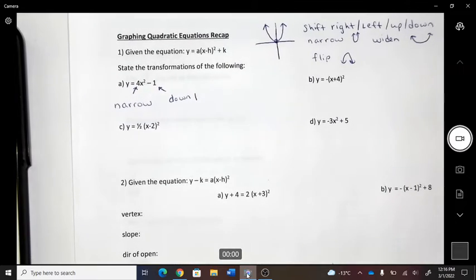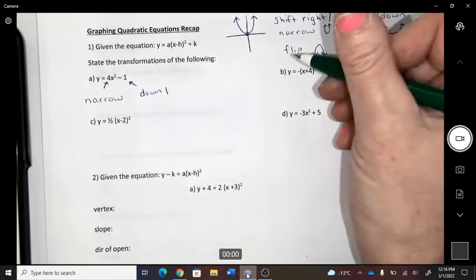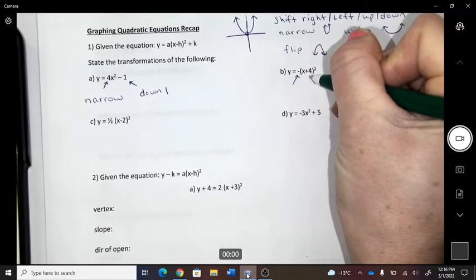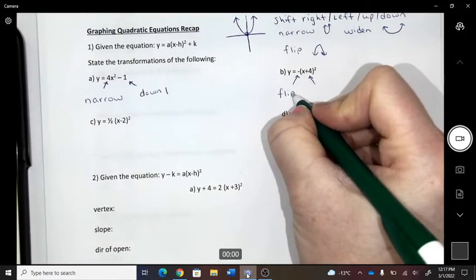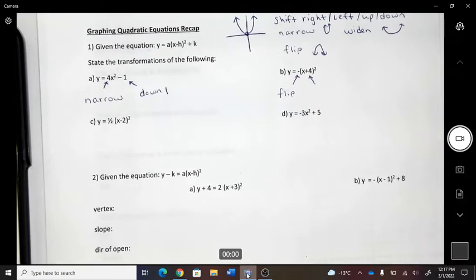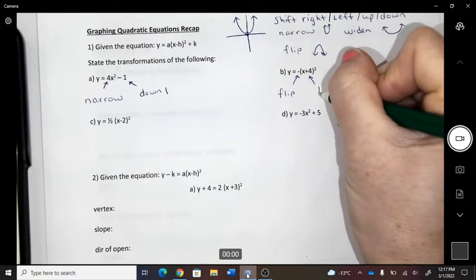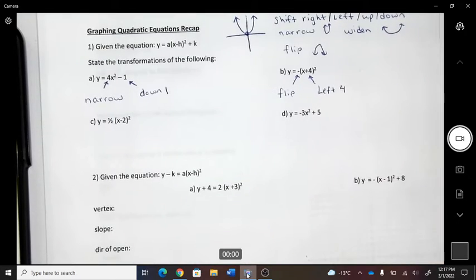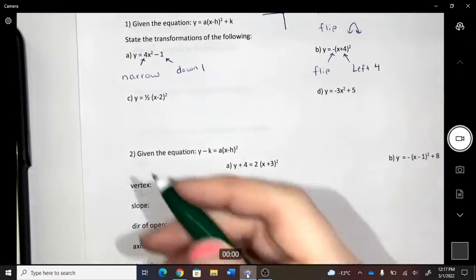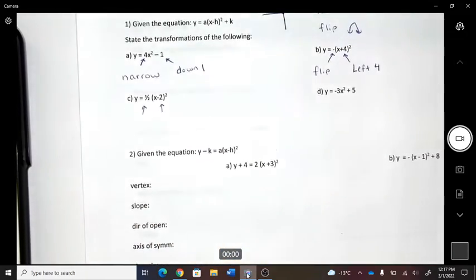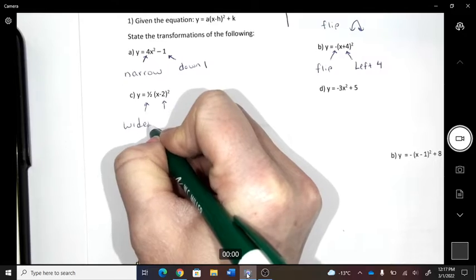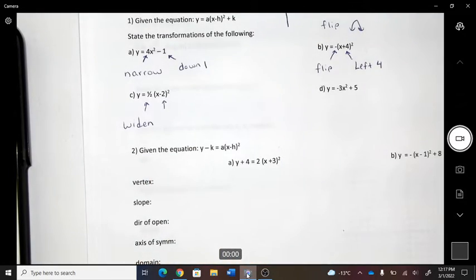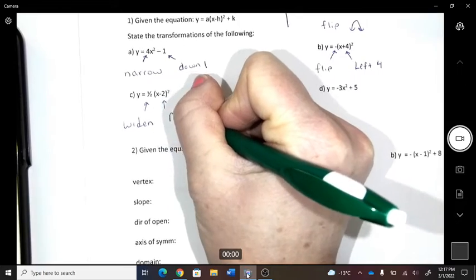Okay, question B, there's two answers for this. Something because of that and because of that. What? It's going to flip. And what direction is it going to go? Left. Okay, so I would go opposite, right? Okay, letter C has two answers to it as well. Widen. It will widen because that value is less than 1. And right.